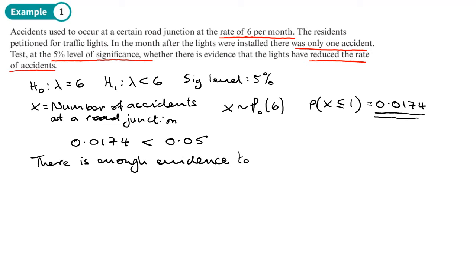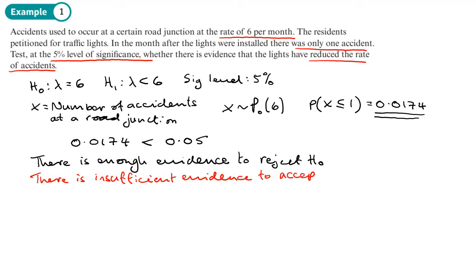You'd say something like this: there is enough evidence to reject H0. Now there's different ways you could write this sentence. You could write there is insufficient evidence to accept H0. So you could write one or the other of those two statements. They basically mean the same thing. I think the second one sounds a bit better. Really, there is insufficient evidence to accept H0.